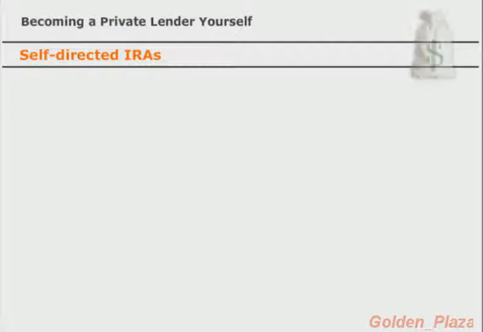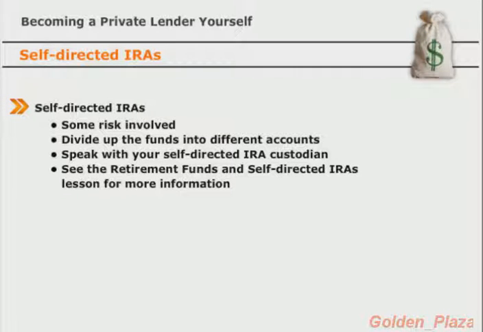Some people use self-directed IRAs to fund private lender loan transactions. Obviously, there is risk in doing these deals, or else everyone would be doing them. So you might want to consider whether you feel comfortable with your retirement funds potentially being jeopardized by a deal that goes bad. You might consider dividing up the funds into different self-directed IRA accounts and investing it that way, so you do not run the risk of it all being compromised at one time. Talk with the custodian of your self-directed IRA to determine how you can accomplish this. In the Retirement Funds and Self-Directed IRAs lesson, we discuss how self-directed IRAs can be used to invest in real estate.